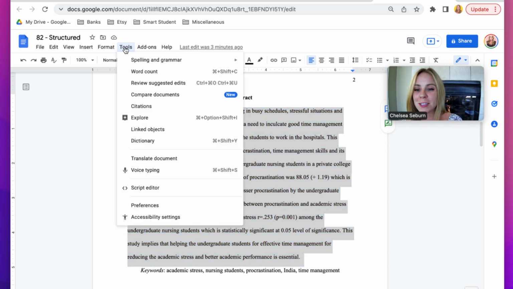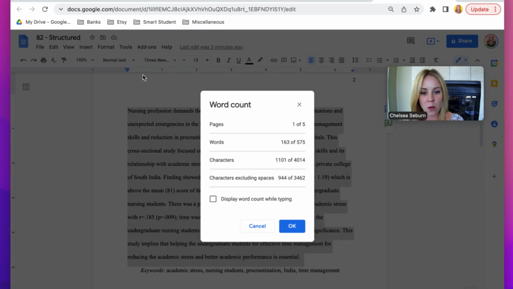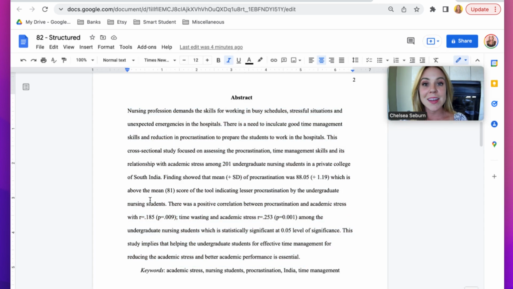I would come up here to Tools, select Word Count, and as you can see, we have 163 words. So we're good to go there. Now the final portion in your abstract is going to be the keyword section. And basically, keywords are relatively 5 to 7 words that describe your paper. So these are the main terms that come up periodically in your writing.